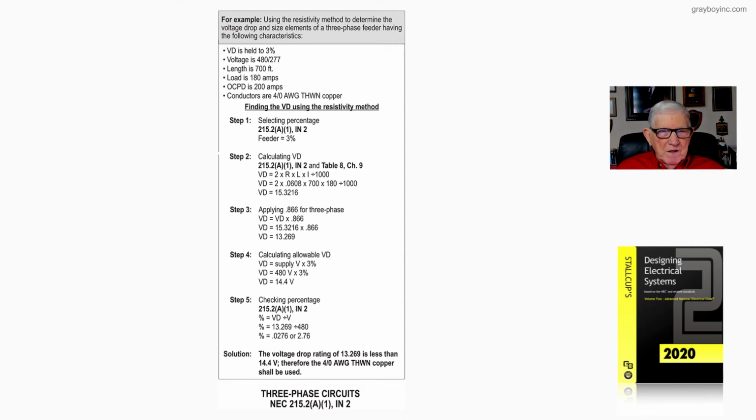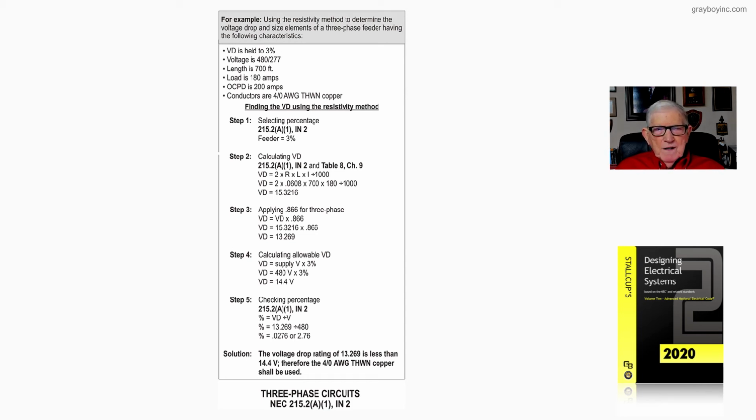The voltage drop then is 15.3216. Step 3, we have to apply the 0.866 for three-phase. So, because we have a three-phase system instead of a single phase, voltage drop is equal to voltage drop times 0.866. So the voltage drop then of 15.3216 times 0.866, our voltage drop is 13.269. Now step 4, voltage drop, supply voltage, holding it to 3%.